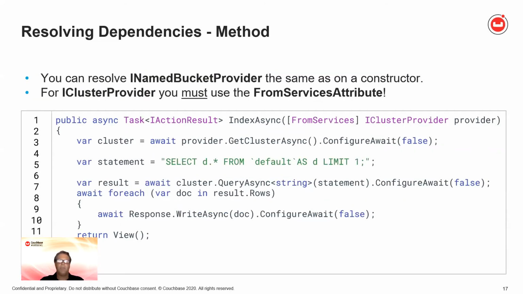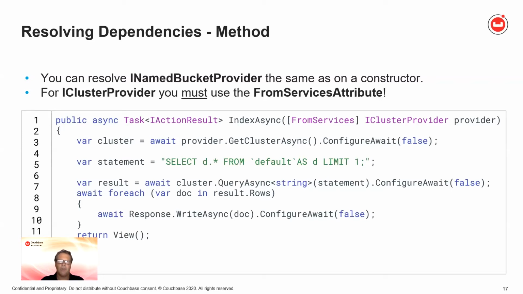Now, if you want to use method dependency injection and resolve that way, for INamedBucketProvider, there's really nothing you have to do different. You just add INamedBucketProvider as a parameter to the method where you want to resolve that dependency. Now, if you want to resolve an ICluster provider at the method level, there is a little thing you have to do. You need to use the FromServices attribute to ensure that the ICluster provider is injected without causing any errors. If you do not do this, then you will most definitely run into an error.